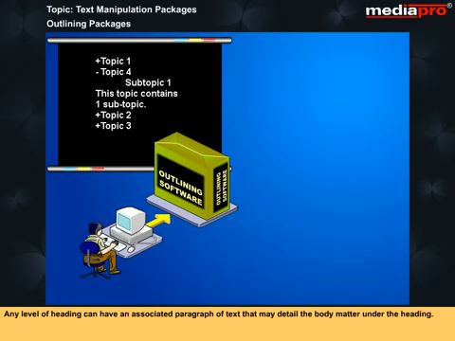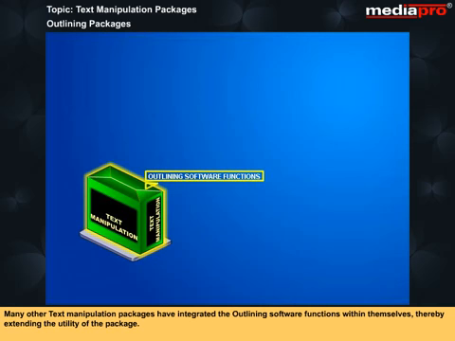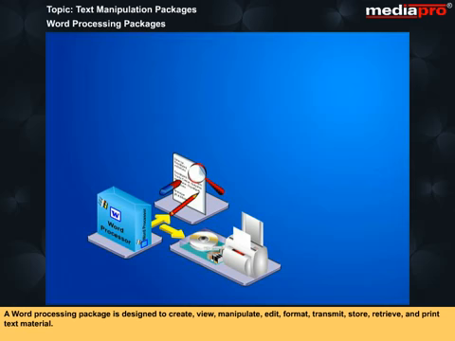Any level of heading can have an associated paragraph of text that may detail the body matter under the heading. Outlining software packages are very useful in creating project reports, new product launch campaigns, program itineraries, etc. Many other text manipulation packages have integrated the outlining software functions within themselves, thereby extending the utility of the package. Another text manipulation package is the word processor. A word processing package is designed to create, view, manipulate, edit, format, transmit, store, retrieve, and print text material.